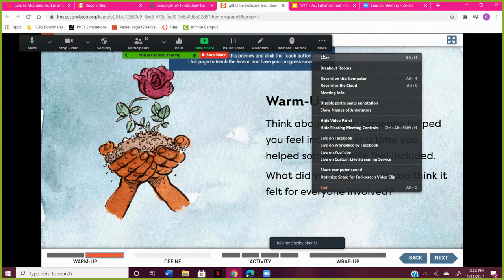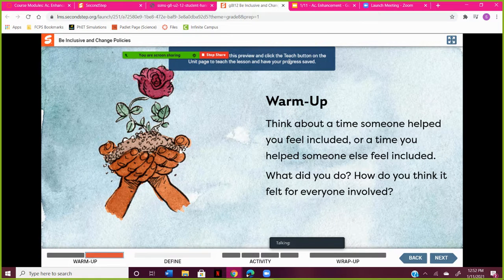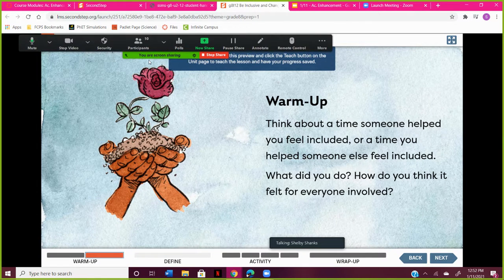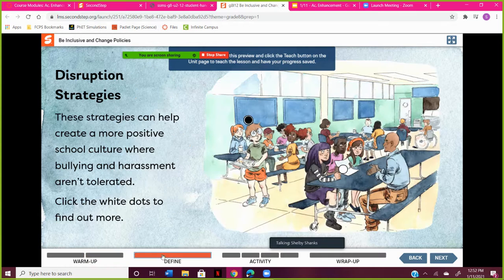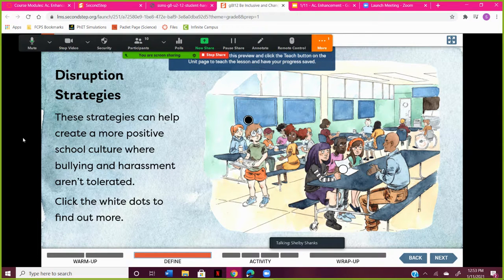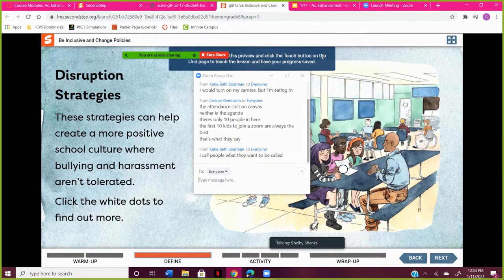I feel like this is something that a lot of you guys in this class do. You help others feel included, you like to talk to others, so that is good. So be thinking about that. We're going to go on to the define slide. So disruption strategies. Hold on, I'm going to look at the chat. Okay, you put something in the chat. It's a good place to start.